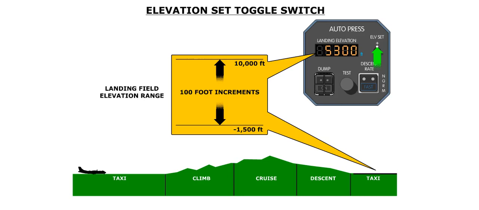The selected landing field elevation is displayed in the digital landing elevation window. The plus position of the toggle switch increases the landing field elevation, and the minus position decreases the value. A landing field elevation between negative 1,500 feet and positive 10,000 feet can be selected. Elevations can only be selected in 100-foot increments.